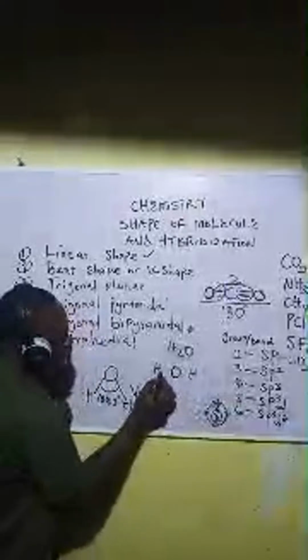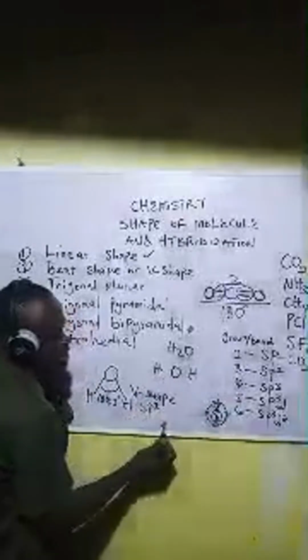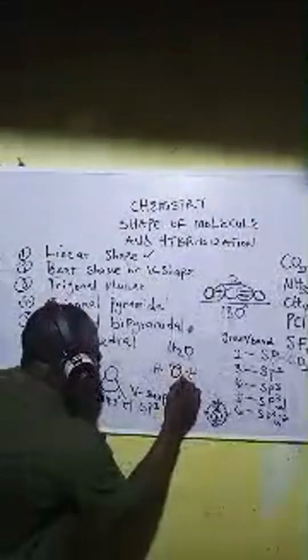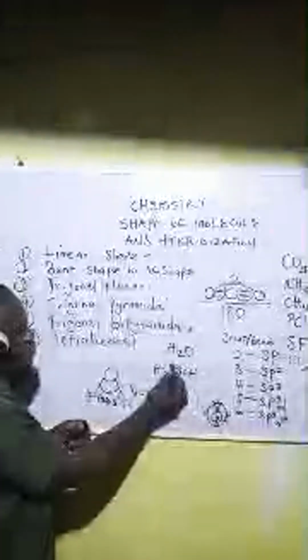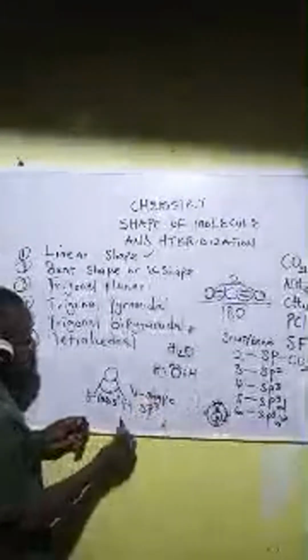This one has 1 valence electron. This one has what? 1 valence electron. Oxygen, on the other hand, has 6 valence electrons. We have 1, 2, 3, 4, 5, 6. Now there will be one left to be paired. We count this one as a pair of electrons. Because of these 2 that are left, it will now cause the shape to what?